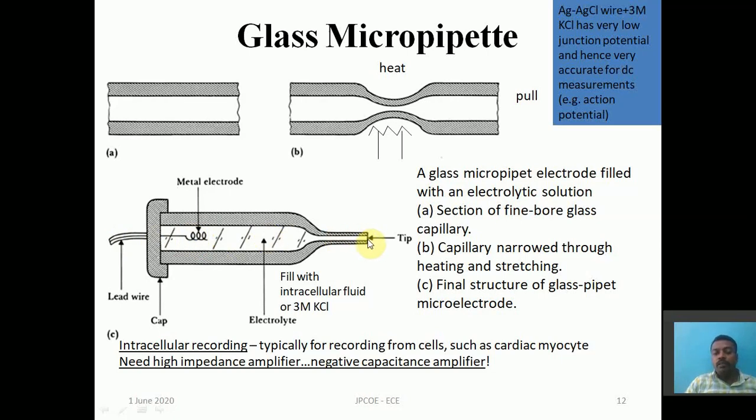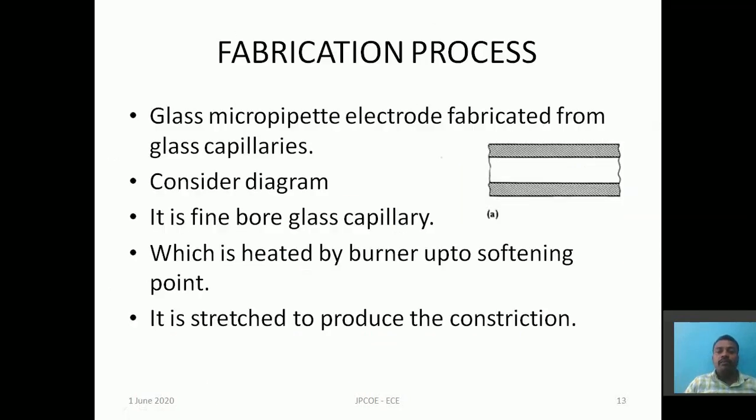The tip is also exposed. The action potential is recovered from the cell through this electrolytic gel. 3 M KCl, potassium chloride, acts as the electrolyte here. So how it is manufactured, we will see one by one.